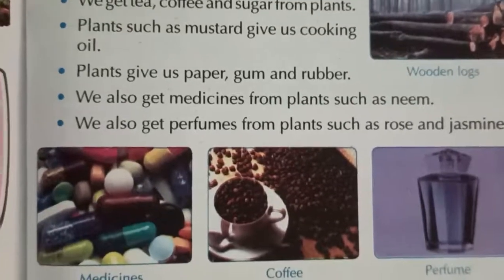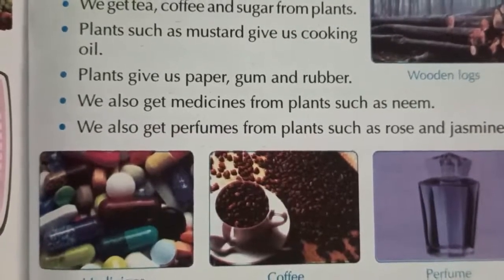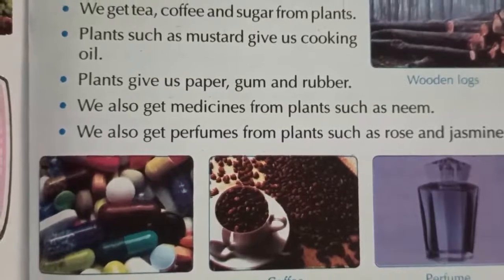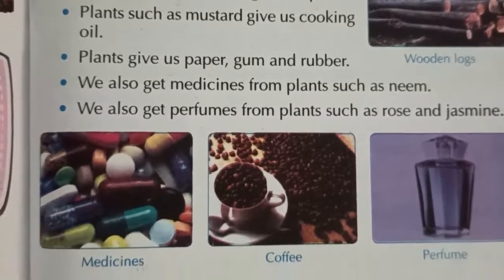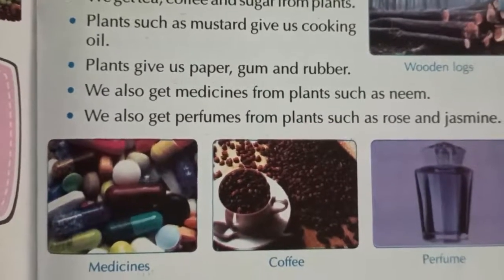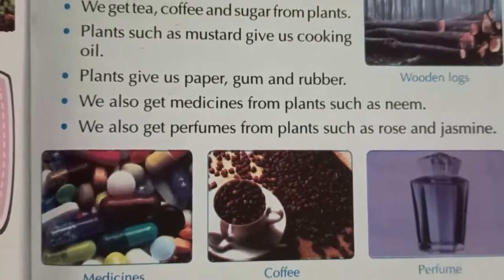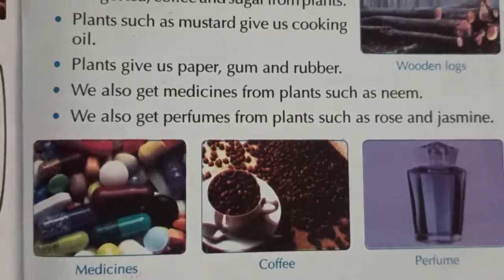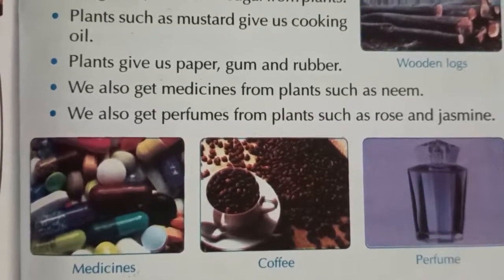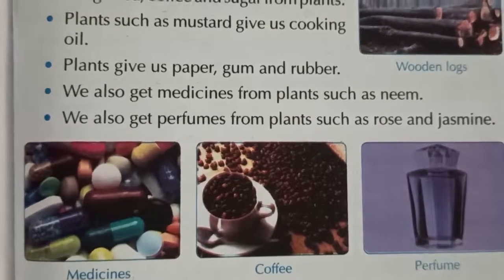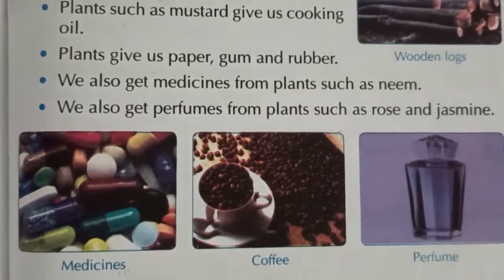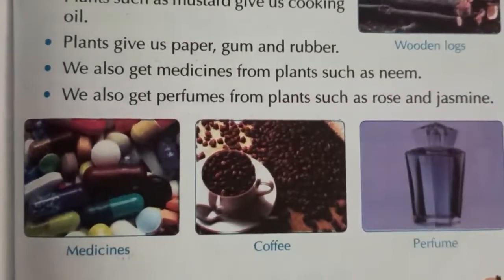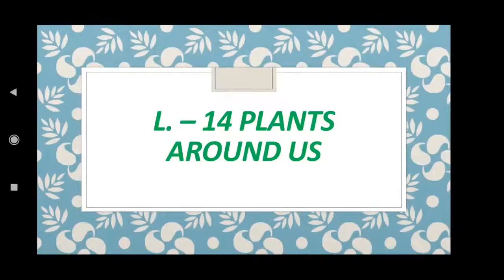So the plants are useful to us in different ways. All parts of plants are helpful to us. Plants are an important part of our life. So I hope you understand the lesson. To understand it more perfectly, let's revise with this small video. We already learned the lesson plants around us. Let's revise whatever we learned.